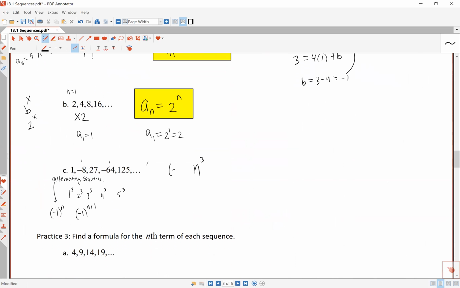So we have the second, fourth, and sixth negative. So if I use a -1 to the nth, and I try to check this, a sub 1 is going to be -1 to the first, which is -1, times 1 cubed, which is -1. It doesn't work. But when I change it to n plus 1, 1 plus 1 is 2, and -1 squared is positive 1. So when the even terms are negative, you need a -1 to the n plus 1. If the odd terms are negative, then you need a -1 to the nth.